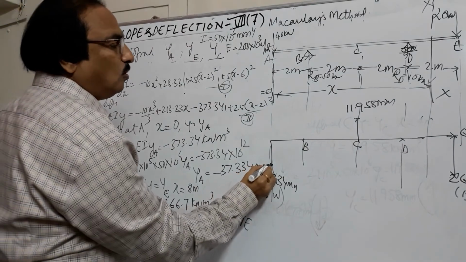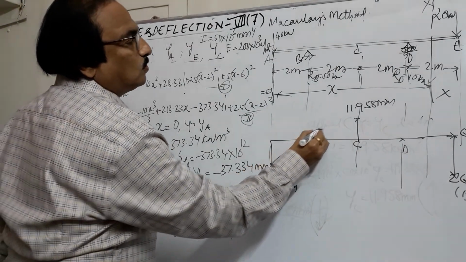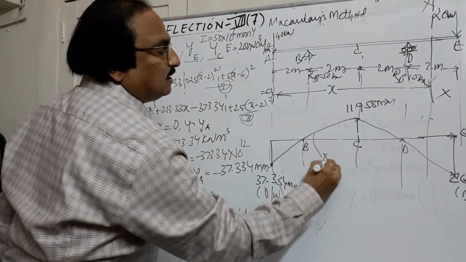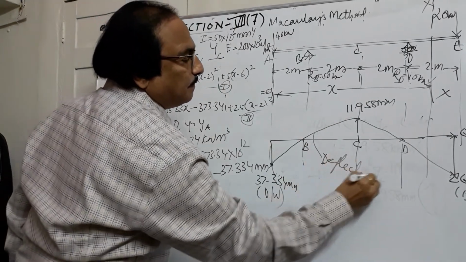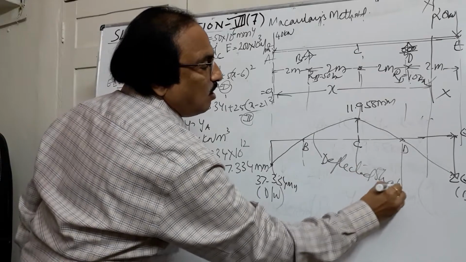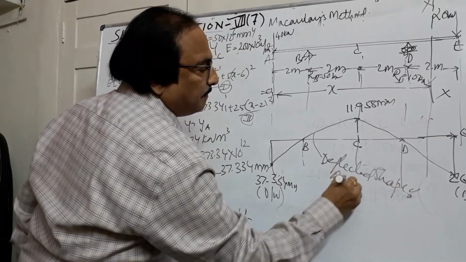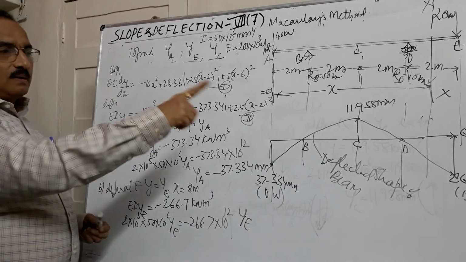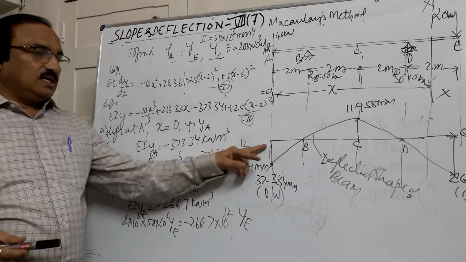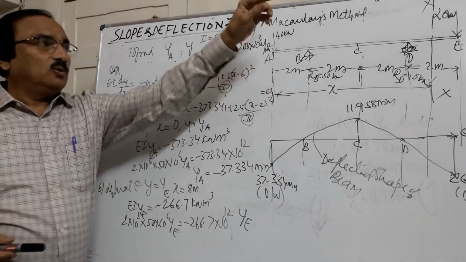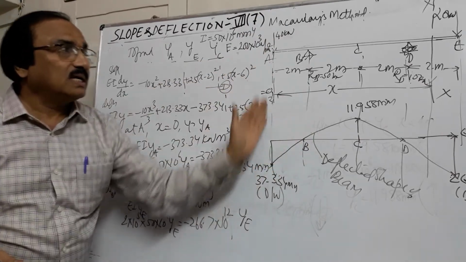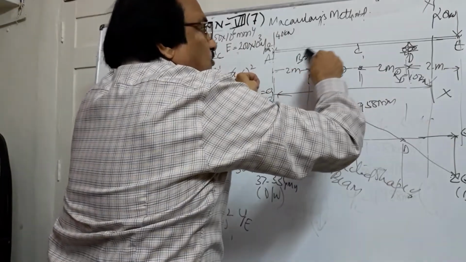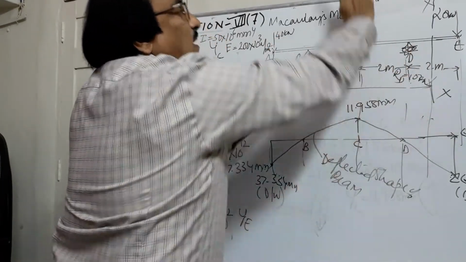And if I join all these points, 0, top, 0, bottom. So this is known as the deflected shape of the beam. It is parabolic in nature. So the deflection will be down because the load is down. So these parts will get lifted. If I bend these two at the bottom, definitely this part will be coming up.